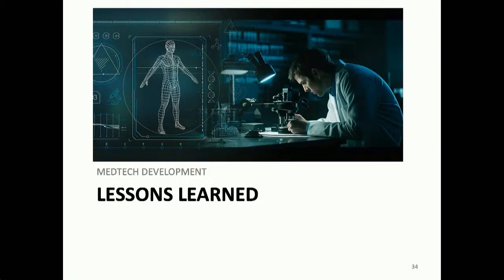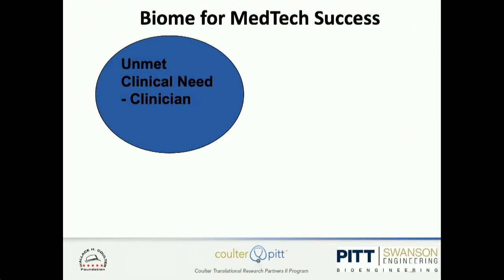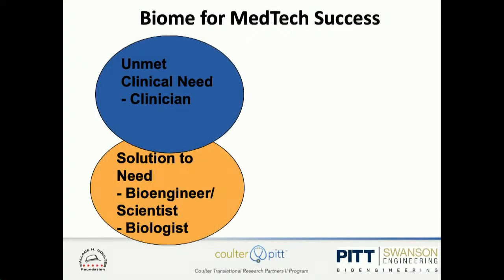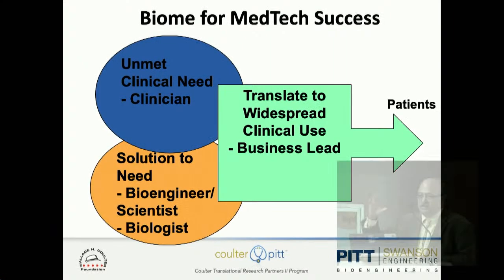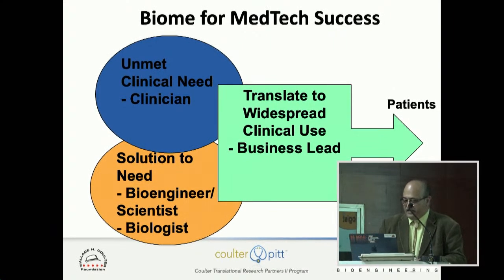So what are the lessons learned? Just stepping back, I think you guys know this. You've got to have the unmet need coming from a clinician. You've got the solution coming from a scientist or bioengineer, and you've got to have a business person orienting it. How are we going to get it out there? How are we going to get money? Because if you don't make money, you're not going to get investment. It's as simple as that, unless it's funded by the Gates Foundation for some use, and that's very rare.